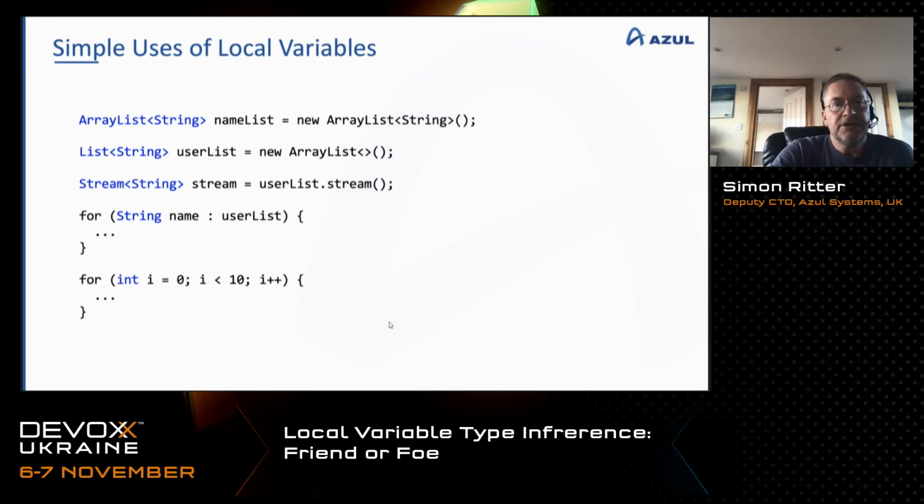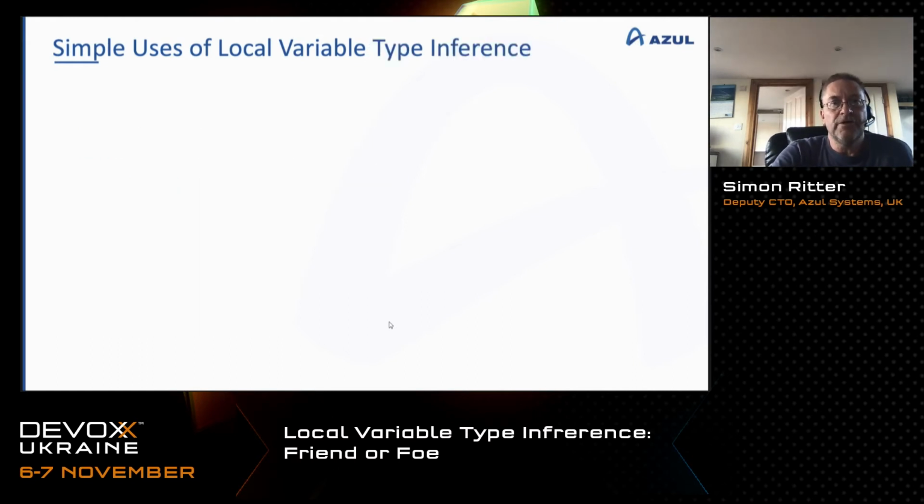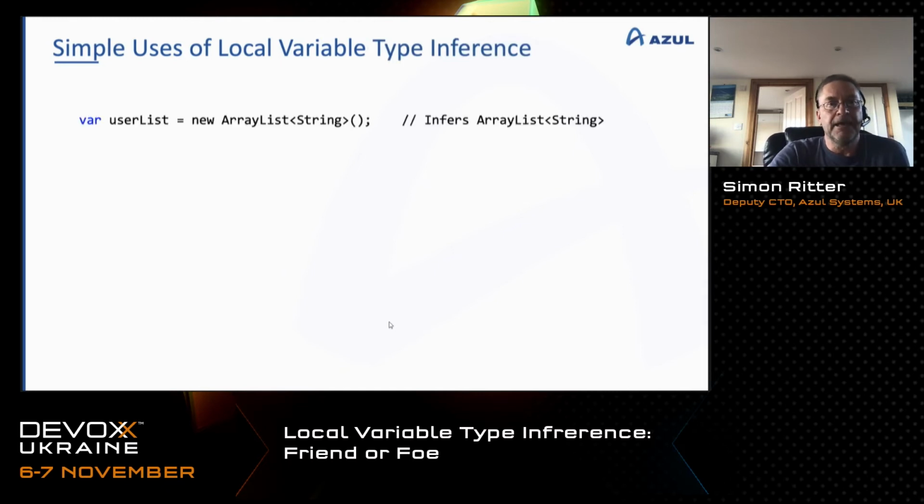If we look at how we can use var and local variable type inference for this, then things become simpler. In the case of our array list, what we now say is var user list equals new array list of type string. We only have to specify that we've got array list of type string once, and the compiler can look at the right-hand side of that assignment. It can say, user list has to be an array list of type string. No problem there. Inference is very simple, straightforward, and we don't have to duplicate the type within our code.